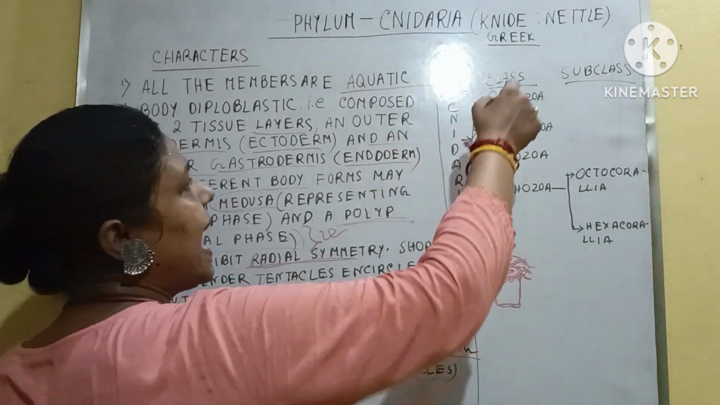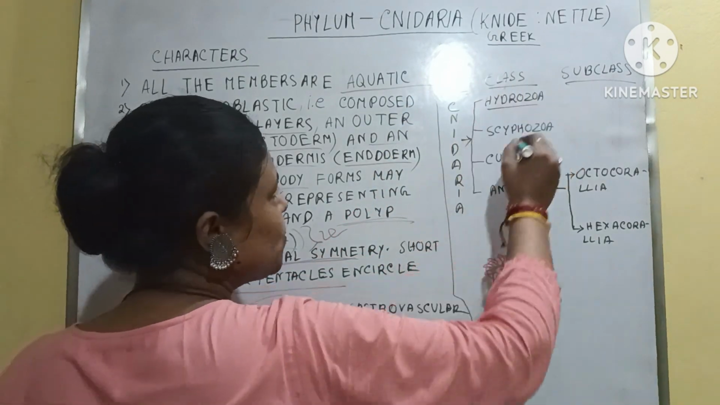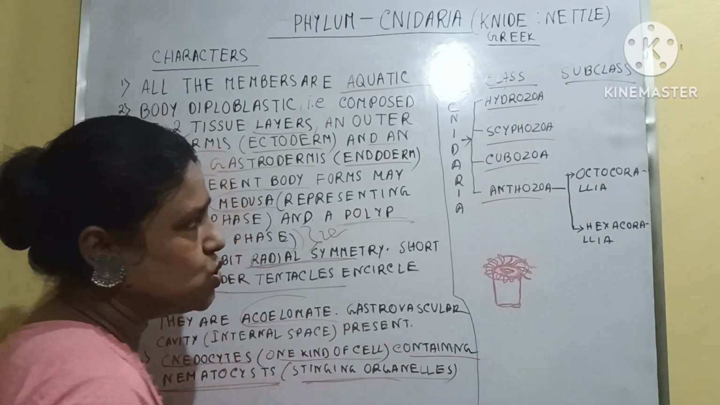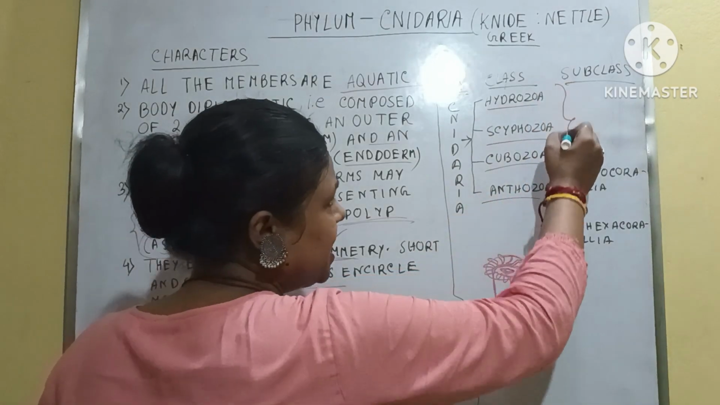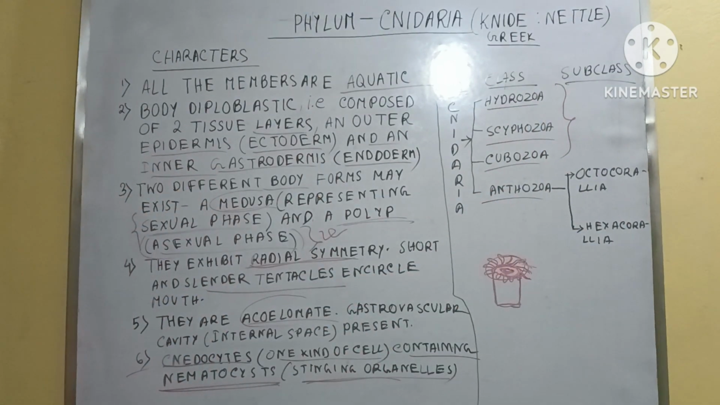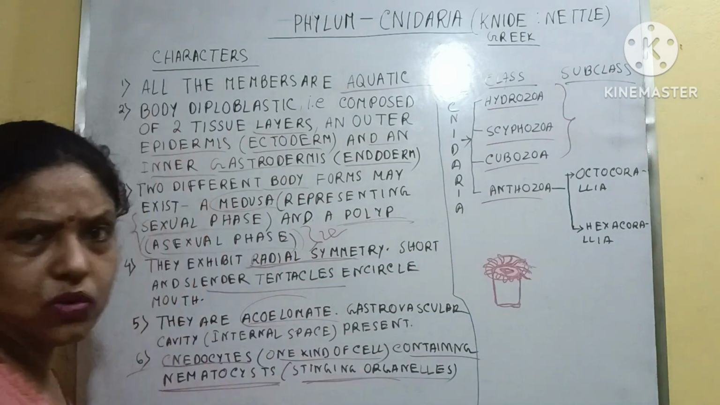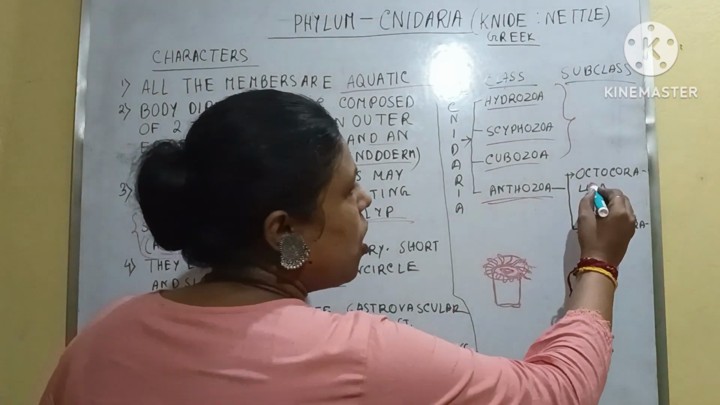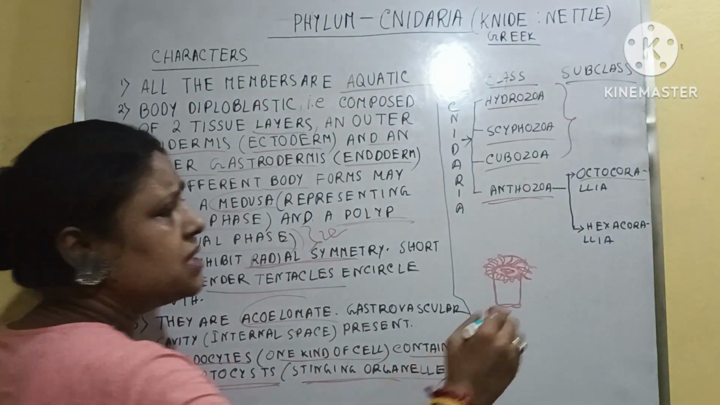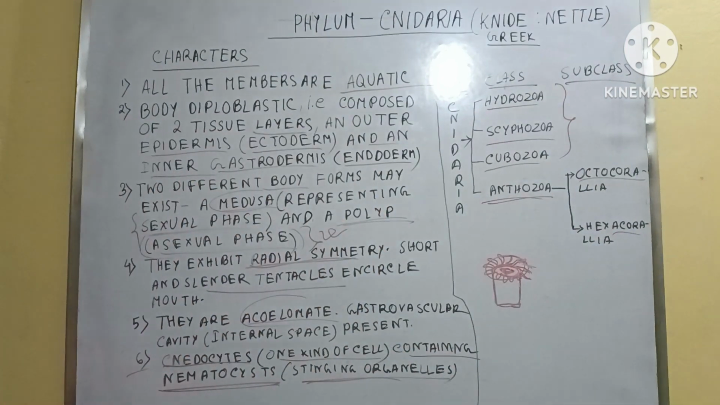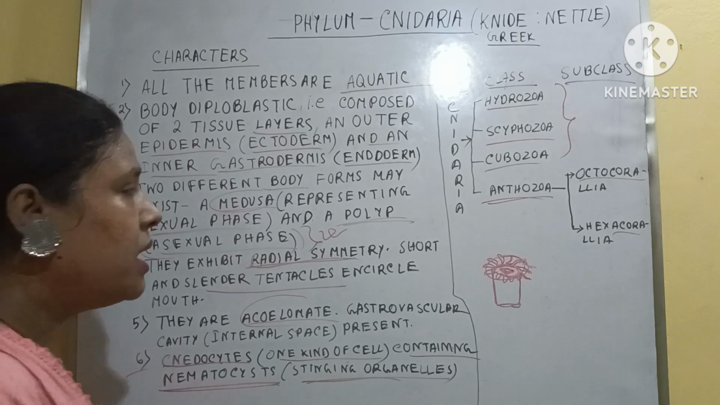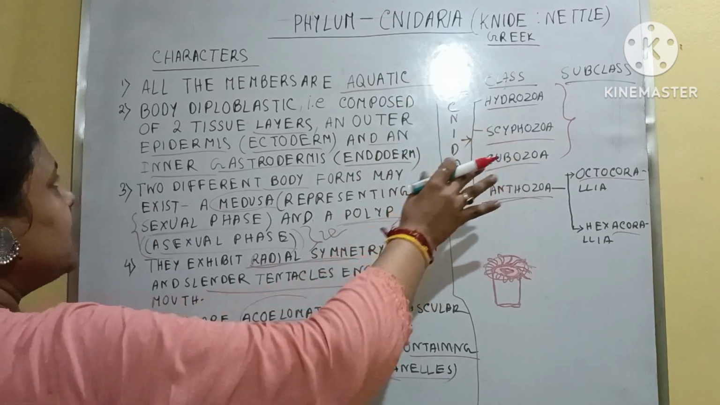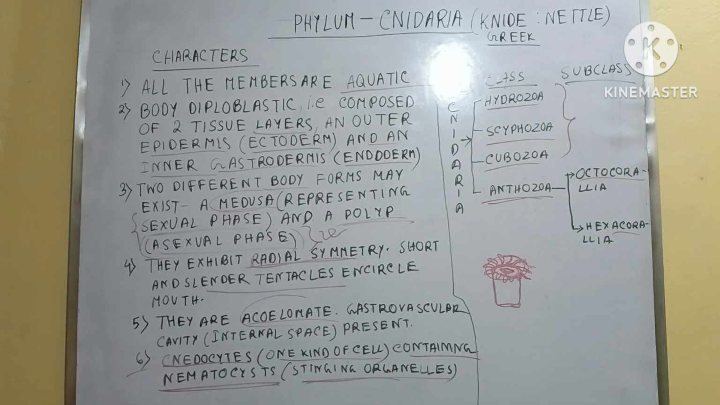Next we have to learn the classes of the phylum Cnidaria: one is Hydrozoa, second is Scyphozoa, third is Cubozoa, and fourth is Anthozoa. The three, Hydrozoa, Scyphozoa and Cubozoa, don't have any subclasses. But Anthozoa has two subclasses: the first is Octocoralia, and the second is Hexacoralia. So this is the basic classification of the Cnidarians.